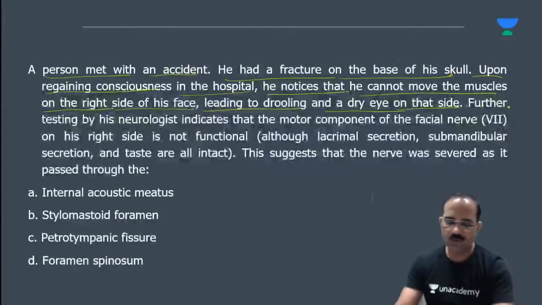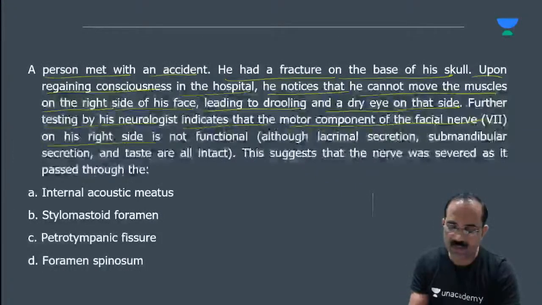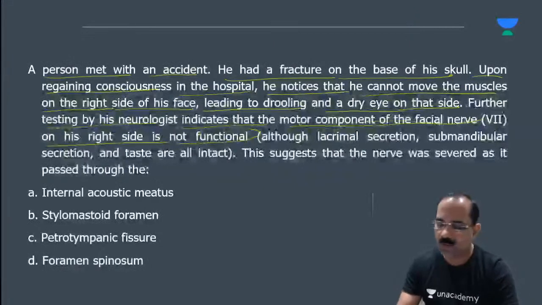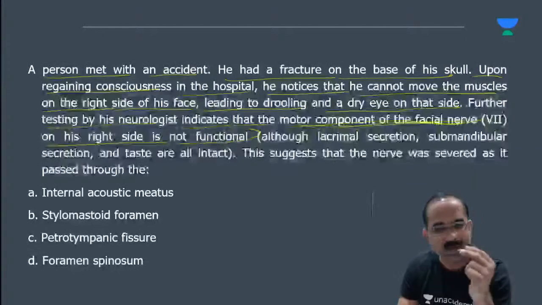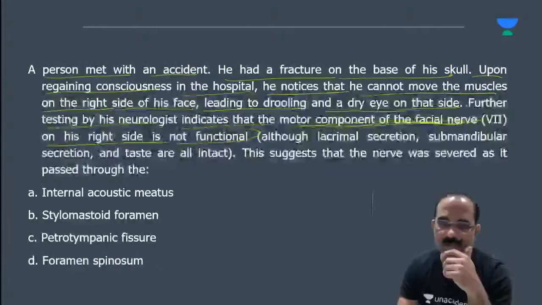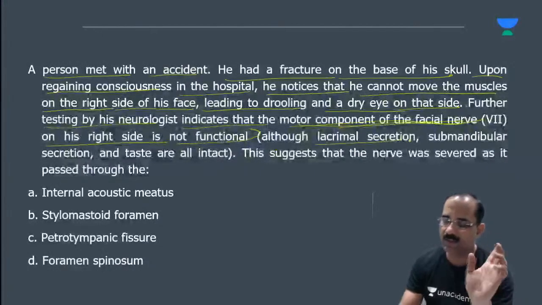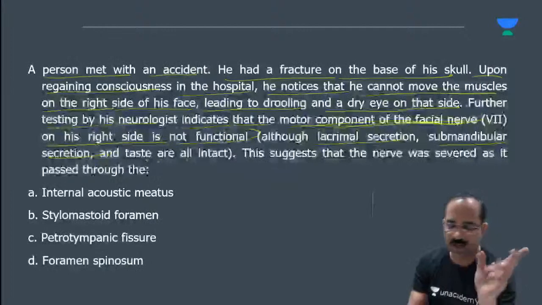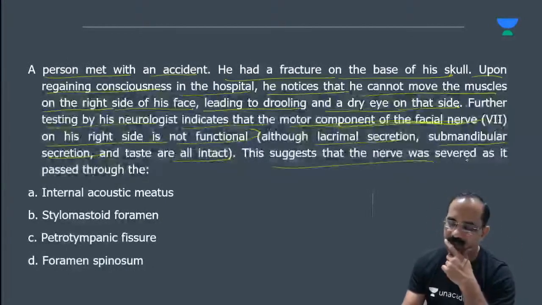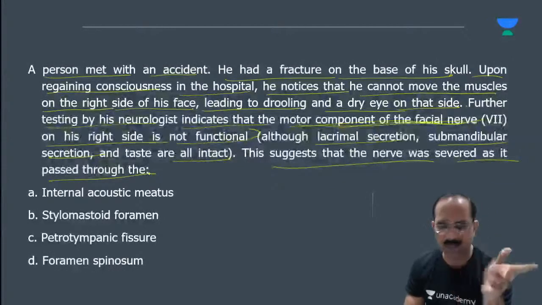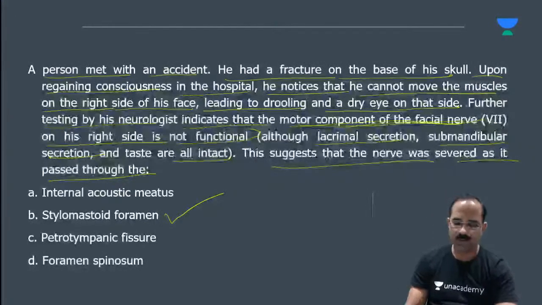Now, further testing by his neurologist indicates that the motor component of the facial nerve on his right side is not functional. What does the motor component of the facial nerve supply? The muscles of the second pharyngeal arch. So the motor component is gone, although lacrimal secretion, submandibular secretion and taste are all intact. This suggests that the nerve is severed as it passes through the stylomastoid foramen. Perfect. Answer is stylomastoid foramen.